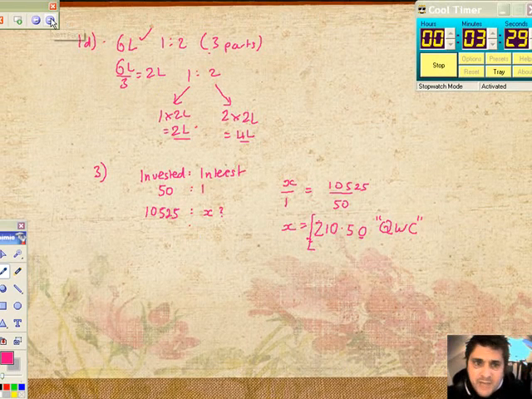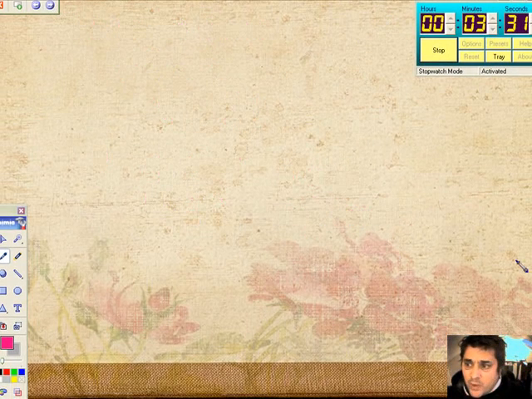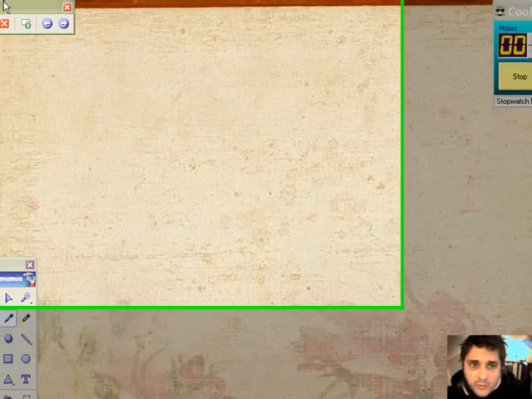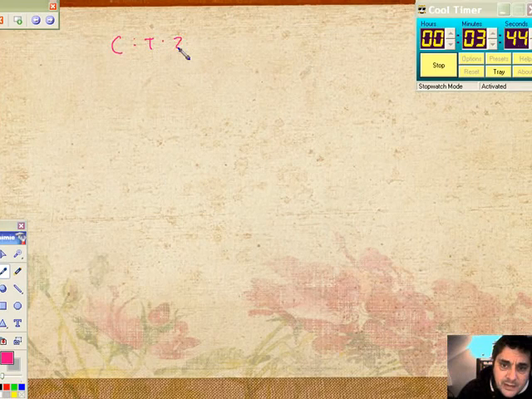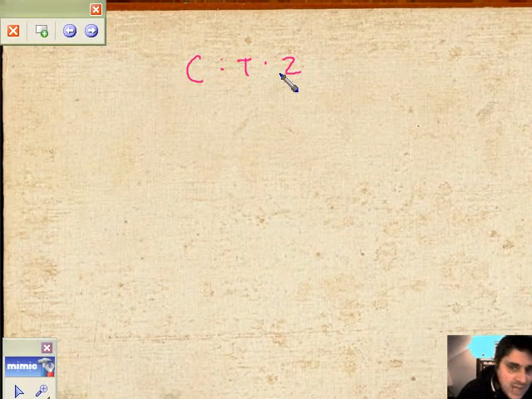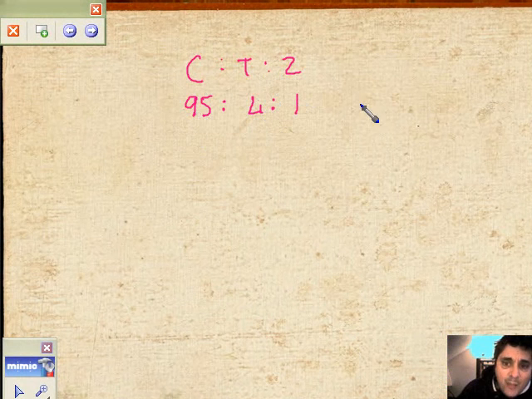Now I'm going to go to the next page because the next question is going to require a little bit of thought. It's a bit more involved than what we've done at the moment. It says that bronze coins can be made of copper, tin and zinc. So here I go, copper to tin to zinc, and it's in the ratio of 95 lots of copper, 4 lots of tin and 1 lot of zinc. Now clearly add that up, gives us 100 parts to the whole thing.